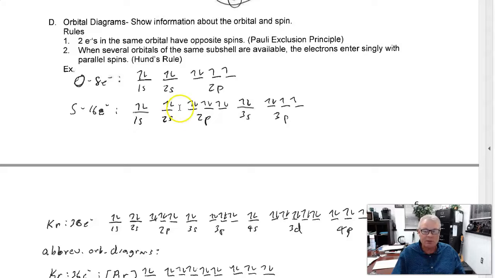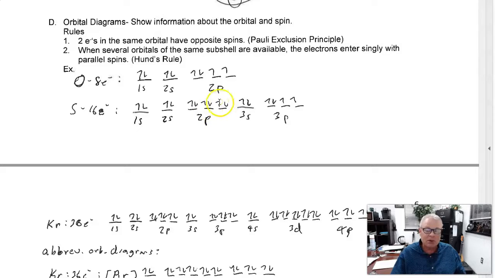So watch how I fill these. 1, 2, 3, 4, 5, 6. You see what I did there? I half filled them first. 1, 2, 3, and then I came back in and paired them up. If you get in the habit of just filling up a subshell that way, you're following Hund's rule, and you're not even thinking about it. You don't have to think about Hund's rule.